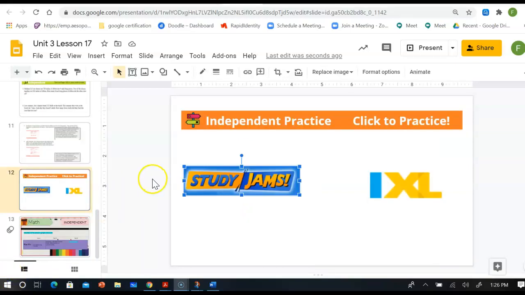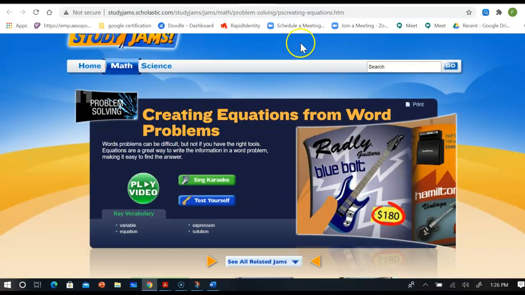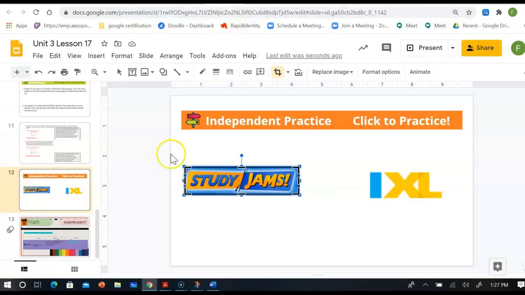Okay, so on our next slide, I've got some independent work for you, but it's more of some fun practice. So I've got Study Jams right here. I want you to click on that, and when you click on that, it's going to bring you to a new internet page and a new tab at the top, Creating Equations for Word Problems. So go ahead and play the video first and watch it, and then you can go through and test yourself with some of the word problems, okay? And do that for just a little while.